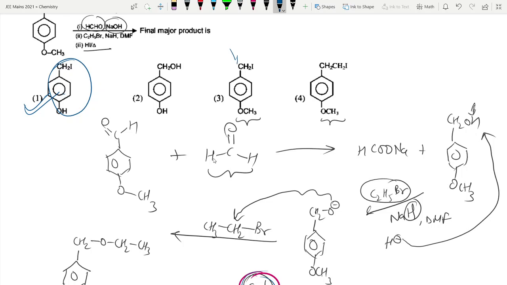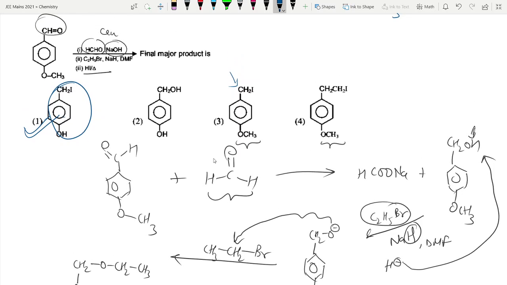This is also possible. You can also go with this, but they haven't mentioned how much HI they are using. So in that case, I like to go with the complete reactions anyways.